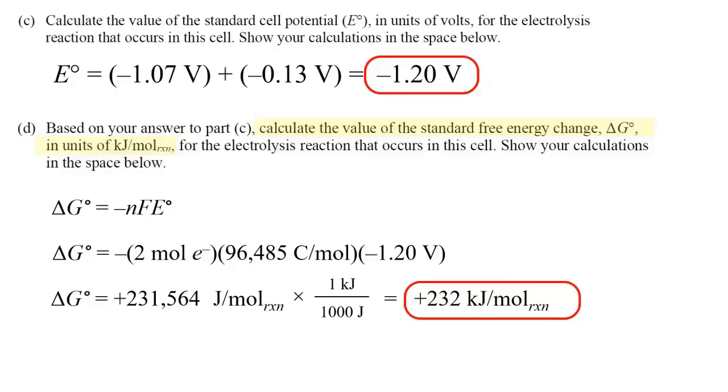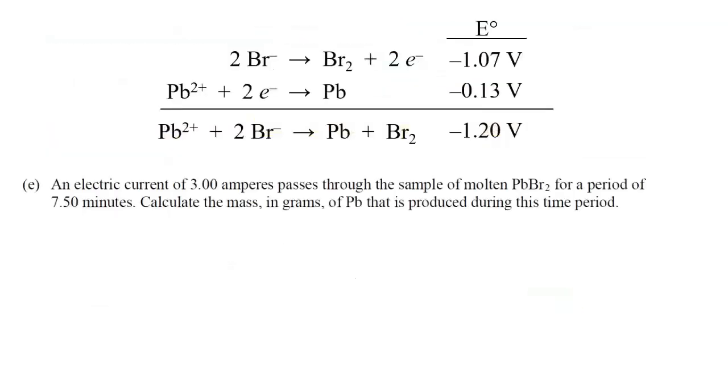And now, moving on to part E of this question, it says an electric current of 3.00 amperes passes through the sample of molten lead bromide for a period of 7.50 minutes. Calculate the mass in grams of lead that is produced during this time period.